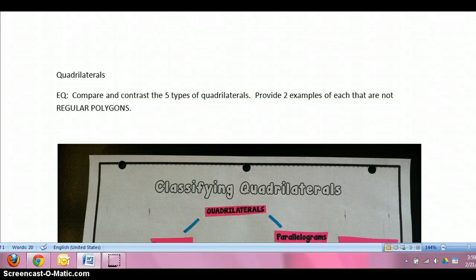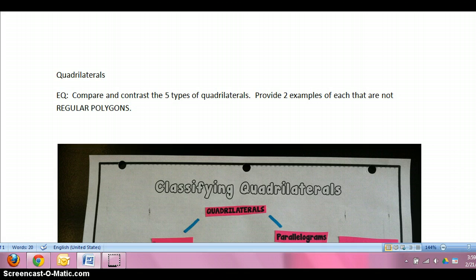All right, ladies and gentlemen, these are your notes on quadrilaterals. We'll begin quadrilaterals on Monday. So you want to make sure you have the correct date, check your syllabus for your textbook and your page number and your date. So quadrilaterals, essential question, compare and contrast the 5 types of quadrilaterals.